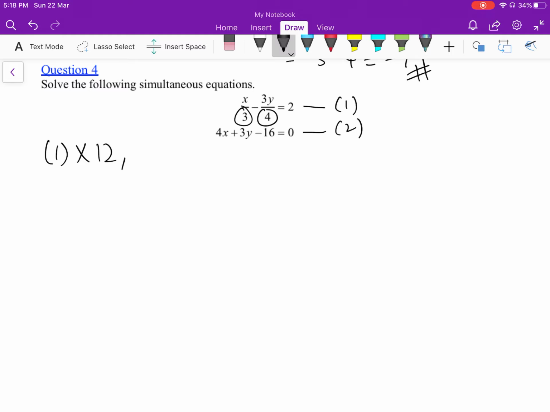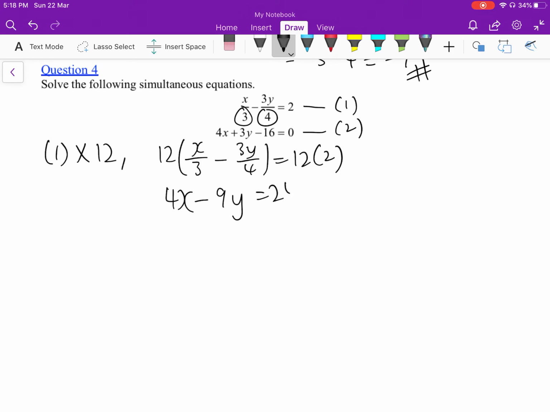Let me do it a bit longer for you to see. I multiply 12 to the equation. So x over 3 times 12, which means 1/3 times 12, I will get 4x. 3 over 4 times 12, just press your calculator, you actually get negative 9y here, and you will get 24. This forms your third equation.